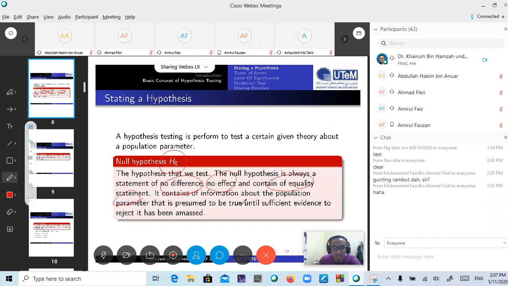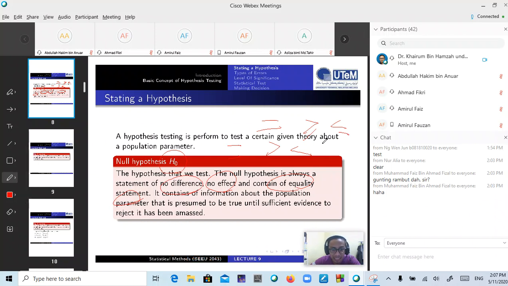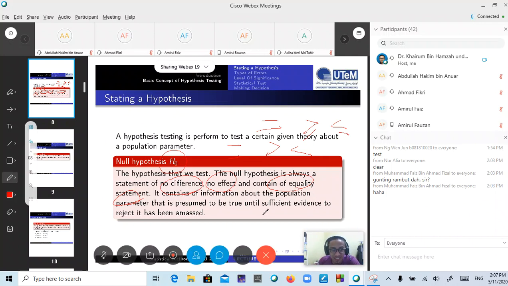So on the null hypothesis, we don't have the equal sign, we don't have greater than or equal, and we don't have less than or equal. The null hypothesis only involves not equal, greater than, and less than. And then the null hypothesis is always true until we have sufficient evidence to reject the null hypothesis.